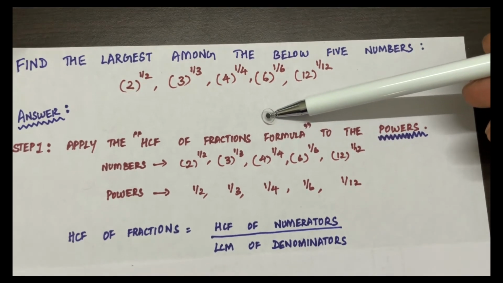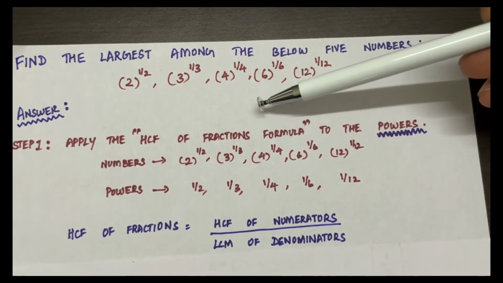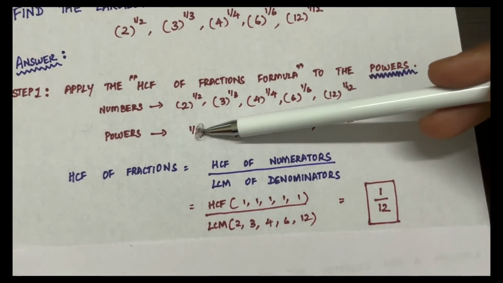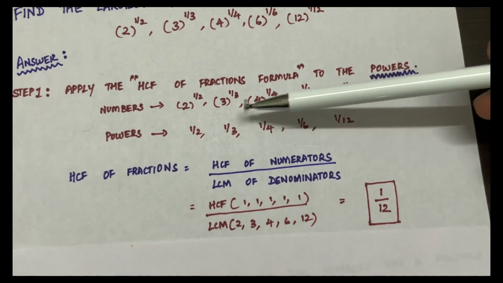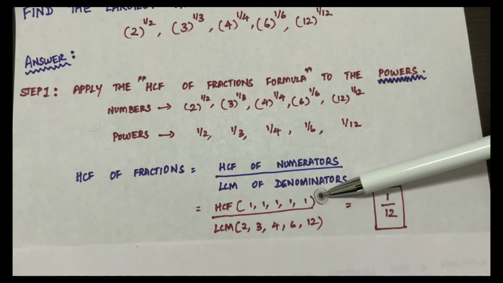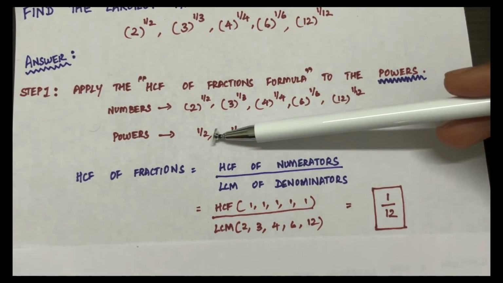HCF of fractions is the HCF of the numerators divided by the LCM of the denominators. We'll apply HCF to the numerators of all these 5 numbers. As you can see, the numerators of all these 5 numbers are 1, so I'll be applying HCF of 1, 1, 1, 1, 1. Similarly, I'll apply the LCM to the denominators of these 5 numbers, which are 2, 3, 4, 6, 12.